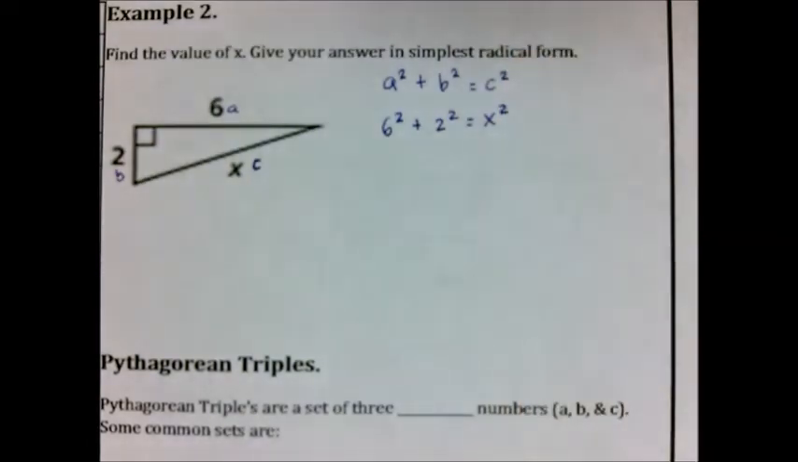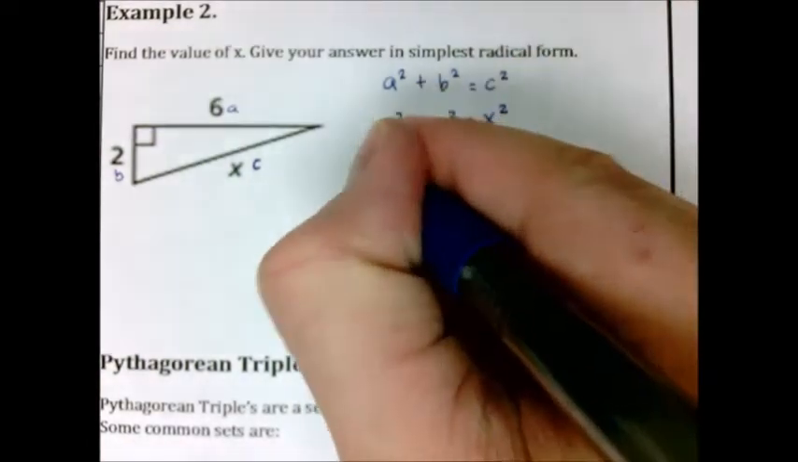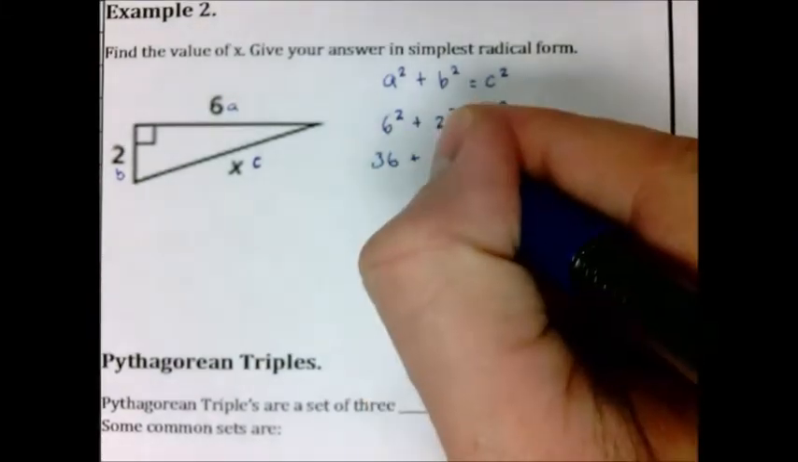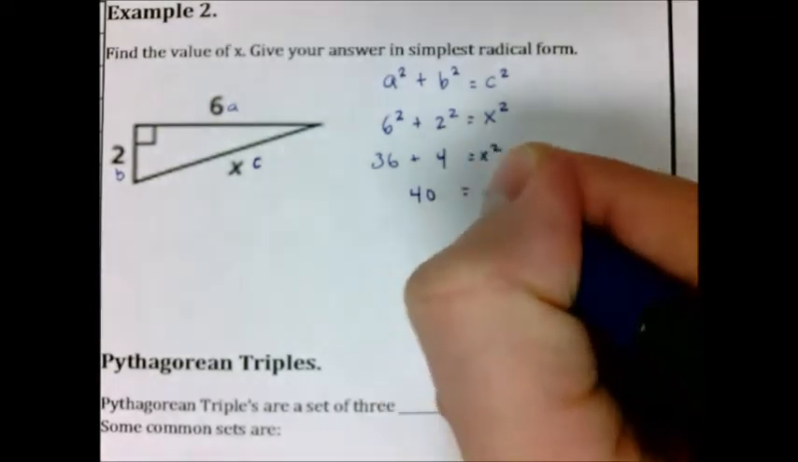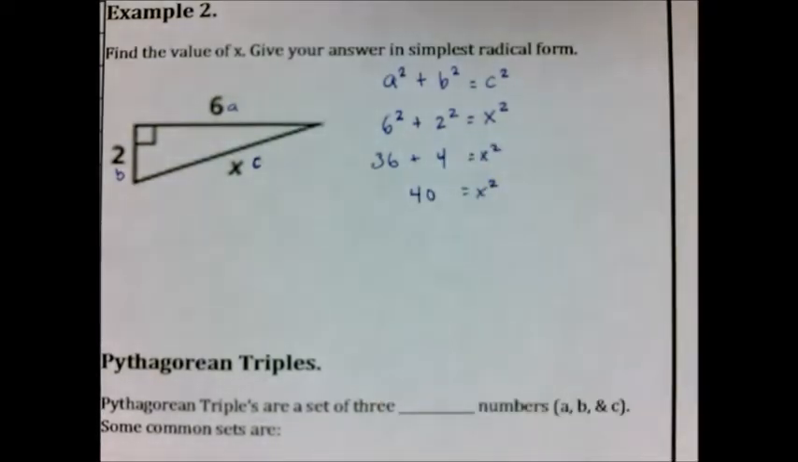Now it's just solving, right? 6 squared is 36, plus 2 squared, which is 4, is equal to x squared. We combine the like terms to get 40 is equal to x squared. We want to get x alone.